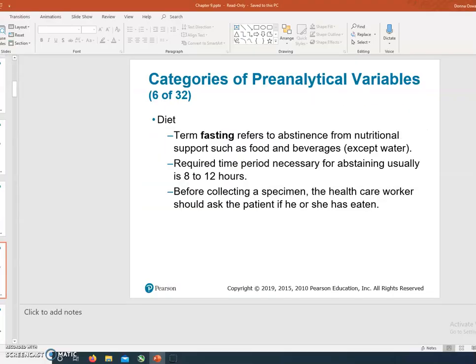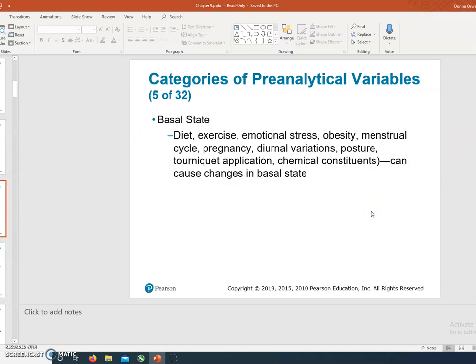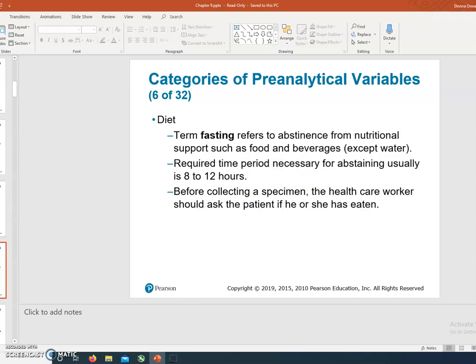Okay, that slide's not wanting to present, so I will go back to it. And this is kind of what I was just covering, the things that can change our basal state. So we'll go back to our slideshow.